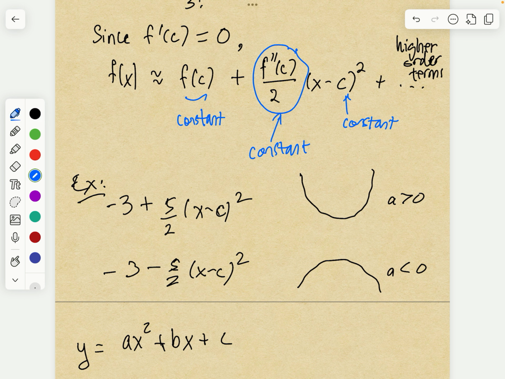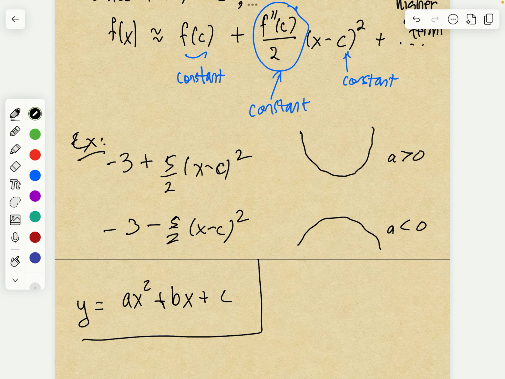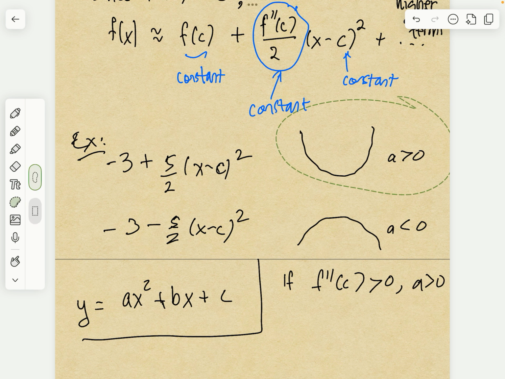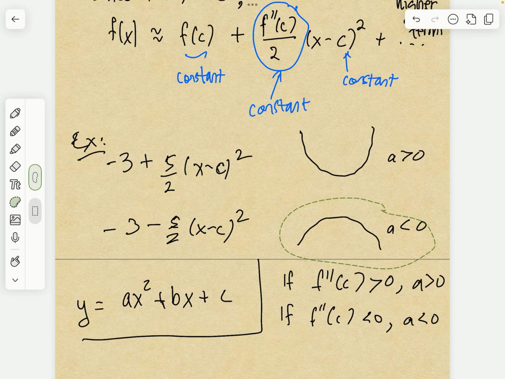the coefficient of x squared is going to be this f double prime of c over 2. Well, this 2 on the bottom, that's not going to change the sign. So if f double prime of c is positive, then your a is positive, and you're going to get something like this. If it's negative, then your a is going to be negative, right? If you have a negative number, you divide by 2, you still get a negative number, and then you're going to get a parabola that's concave down.